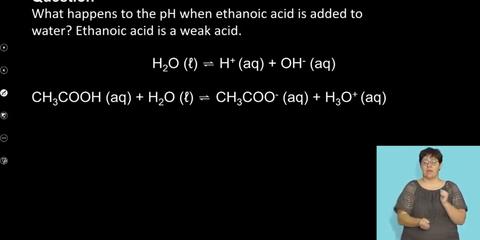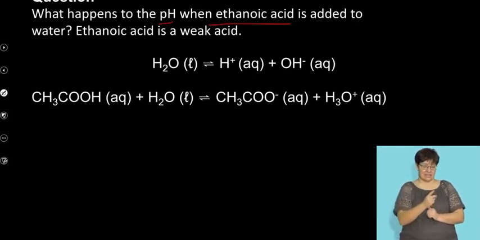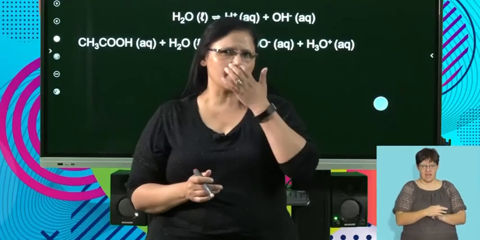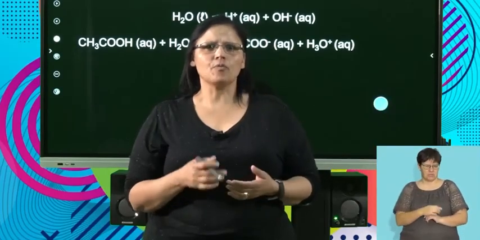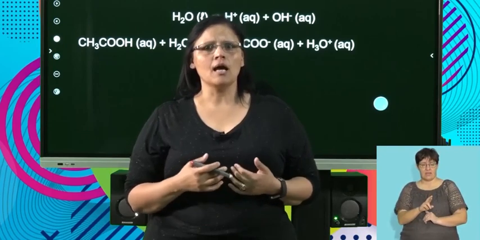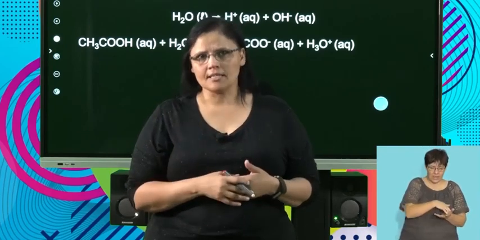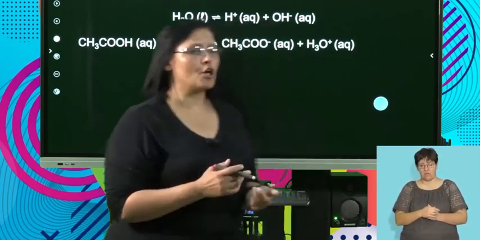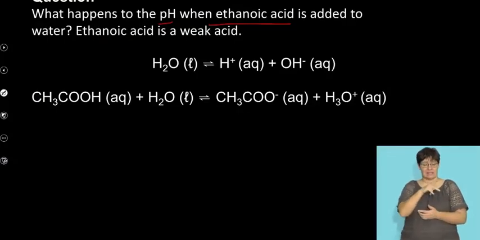What will happen to the pH when ethanoic acid is added to water? Now, what we need to know is ethanoic acid is vinegar. Vinegar is not a harmful acid. So vinegar is also a very weak acid. And we know, according to terminology, a weak acid is an acid that will not completely ionize.